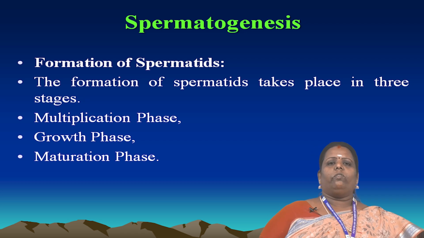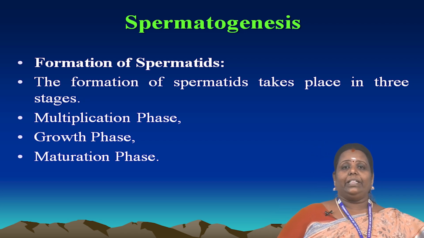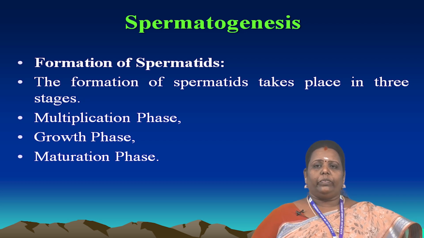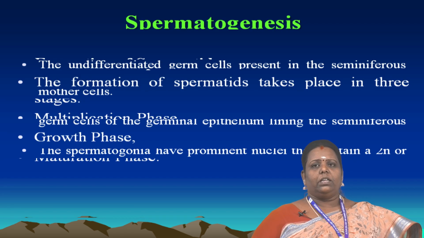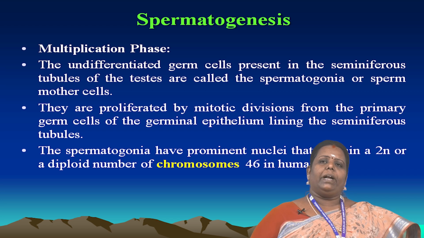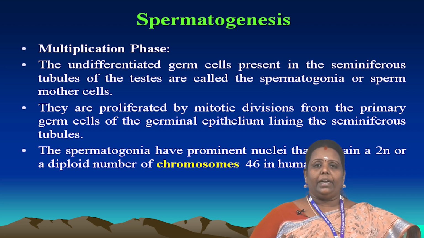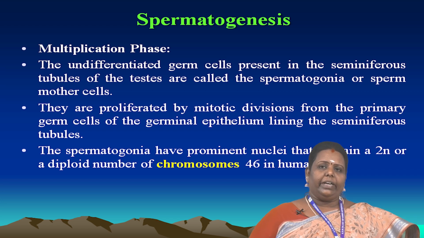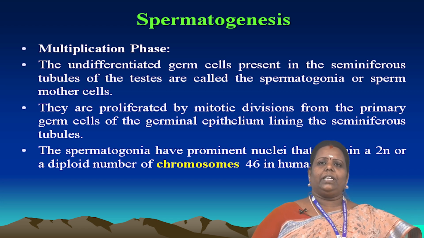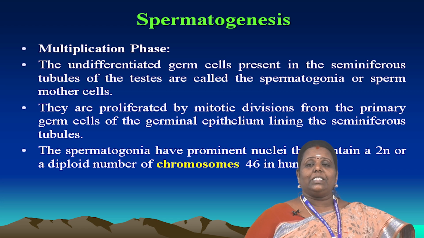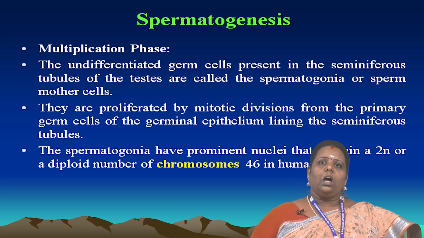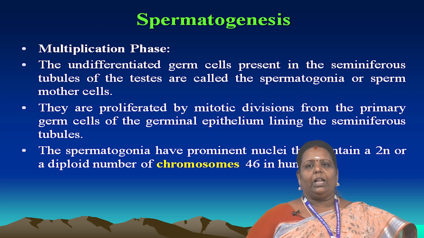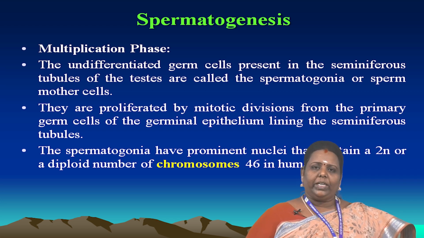The formation of spermatids takes place in 3 stages. One is the multiplication phase, another is the growth phase, and another is the maturation phase. In the multiplication phase, the cells multiply. What process occurs? The germ cells present in the seminiferous tubule of the testes are called spermatogonia or sperm mother cells. These sperm mother cells develop and proliferate by mitotic division.